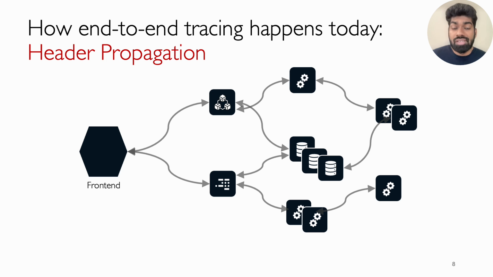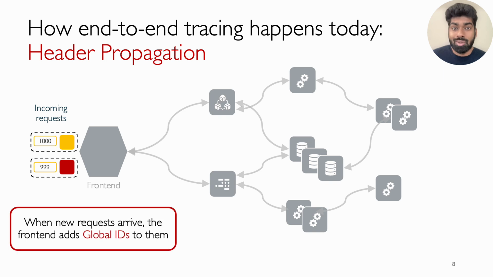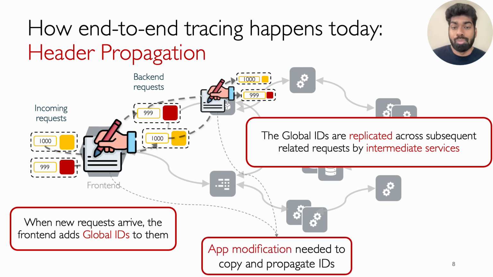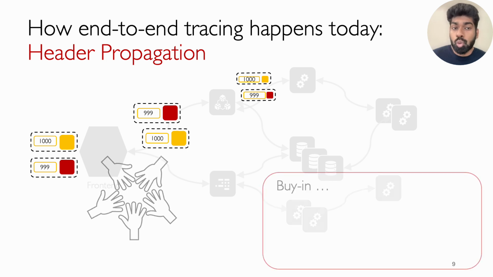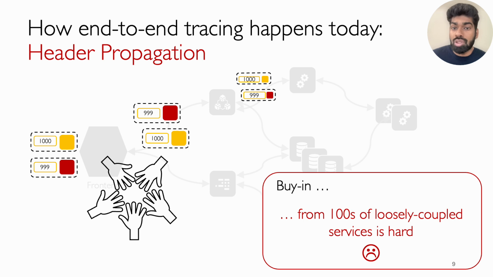Currently, the standard way to achieve end-to-end request tracing is via header propagation. In this approach, when new requests arrive, the gateway generates and adds global IDs. When backend requests are generated, these global IDs are replicated and propagated across subsequent related requests via headers by all the intermediate services. The problem with such an approach is that it involves cooperation across every single component of a distributed system to instrument their code to add these headers, and therefore for large applications requires buy-in from hundreds of loosely coupled services, which can be quite hard.